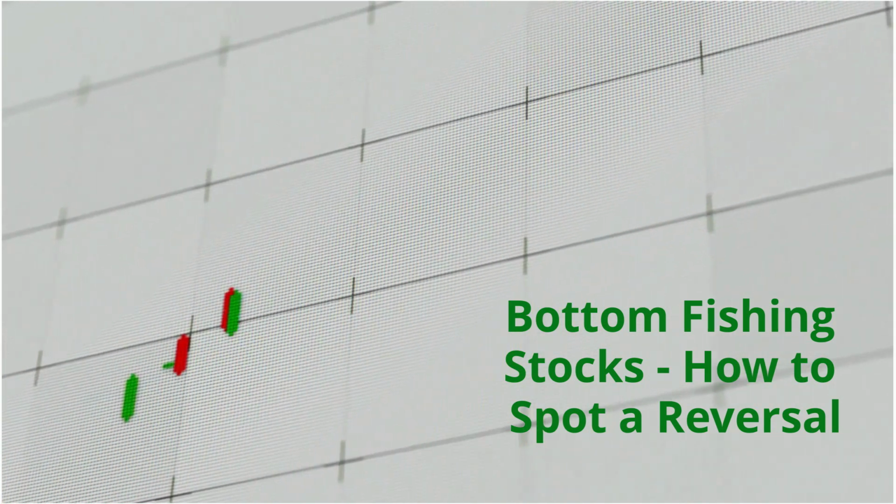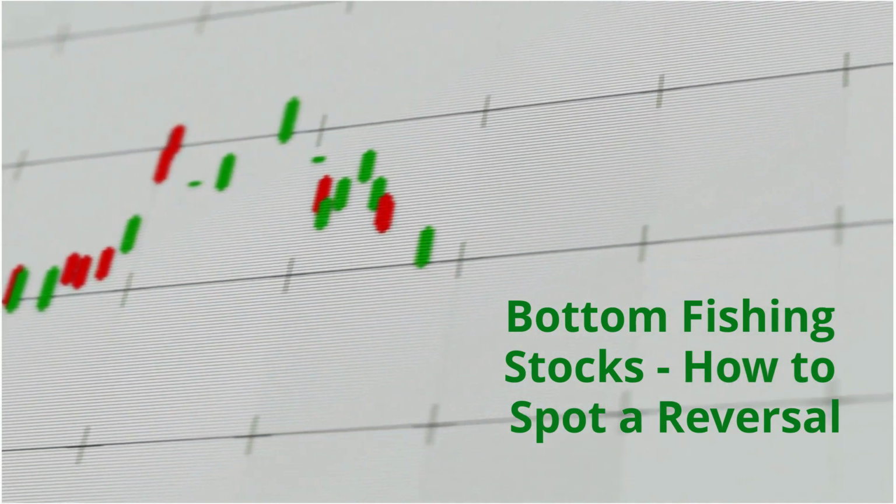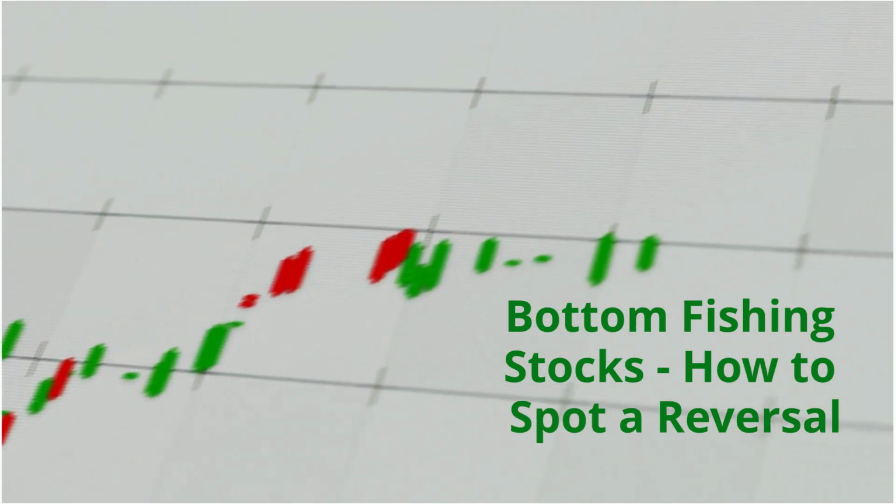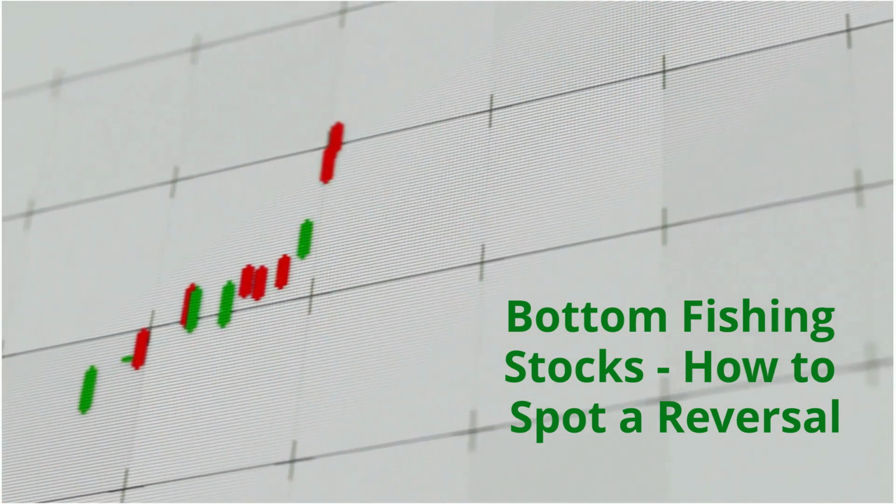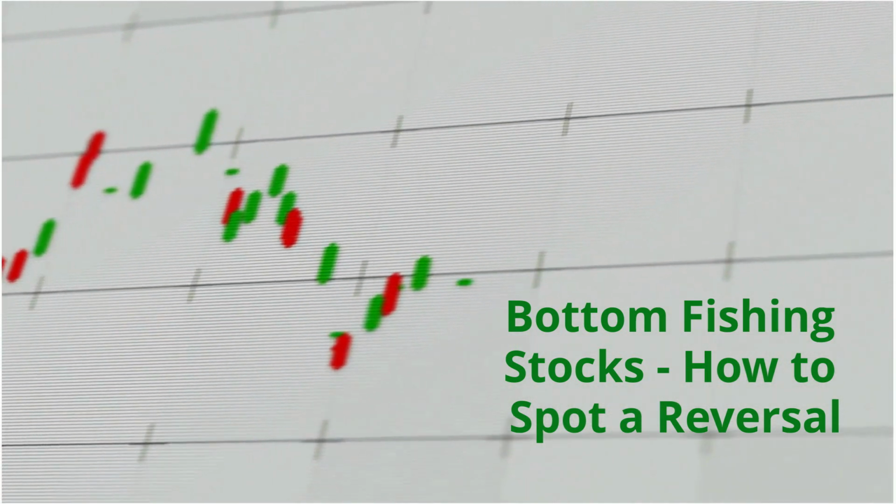But the problem is you can't always find one of those patterns setting up, so what do you do in the meantime? Well, in today's video, we're going to go bottom fishing. I'll go over the correct way to try and identify a stock that's been in a downtrend and is just about ready to reverse and start to move up.